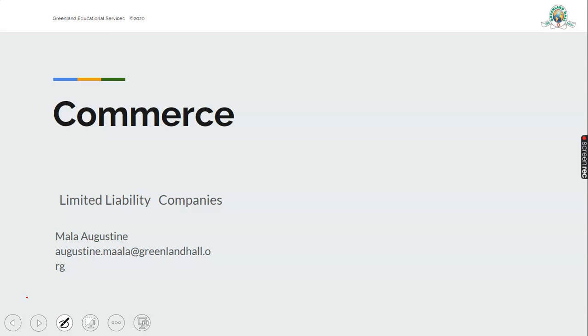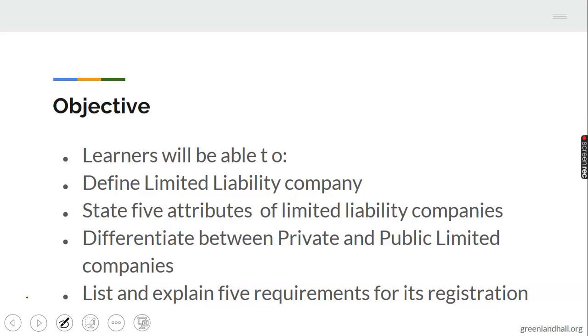Having done that, we are looking at limited liability companies, and this is a topic in commerce. And before we go ahead and look at it, I want us to go through the objective quickly.